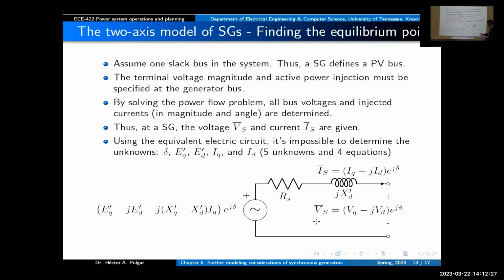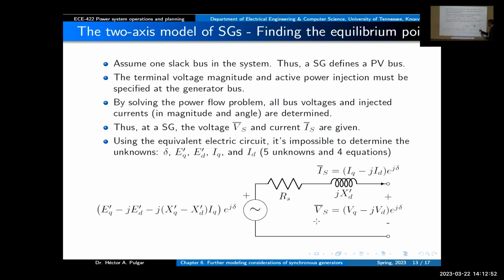We know we need 5 because we have 5 unknowns, but how many equations can you get? You know the voltage and you know the current. If this is known, you have one equation here, real and imaginary. So you have 2 equations actually that can somehow help you to determine the unknowns.